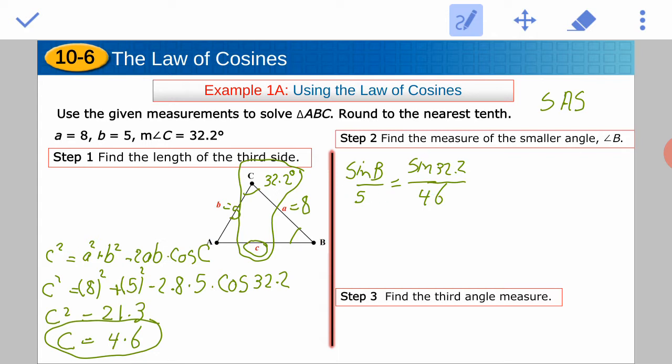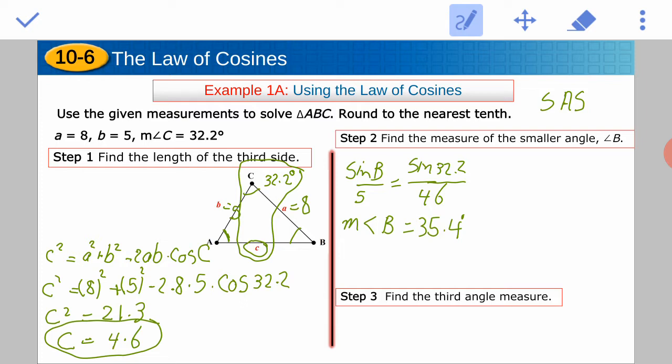Guys, if you cross multiply and take the arc sine of both sides, you will get the measure of angle B. The measure of angle B is gonna be 35.4 degrees. So one more angle is left, the measure of angle A.